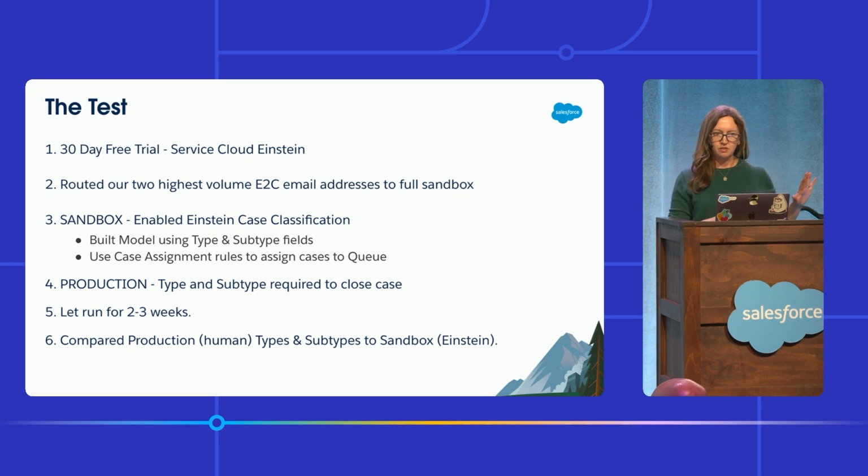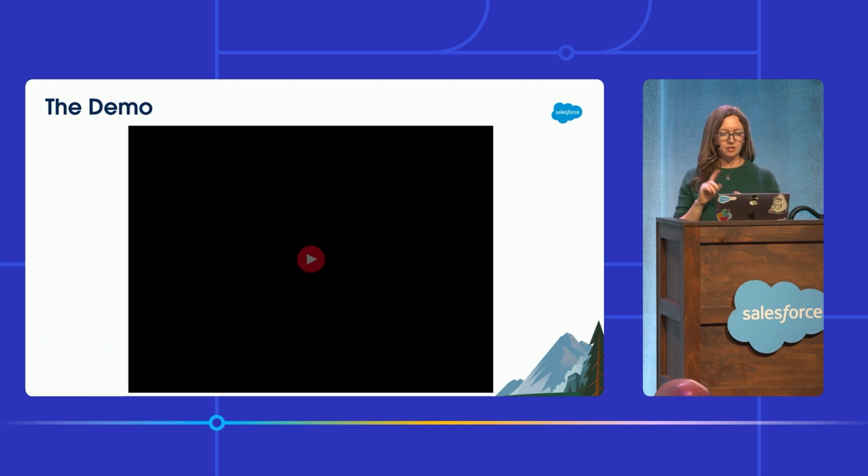Meanwhile, in production, everything was the same as normal. We were still requiring the type and subtype to close the case, and I just let that run for a couple weeks. What that gave me was, in production, the human tags, type and subtype, and where it ended up routing to. And then in the sandbox, I had the Einstein type and subtype. So after that ran for a couple weeks, I was able to compare those two to see how accurate Einstein might be.